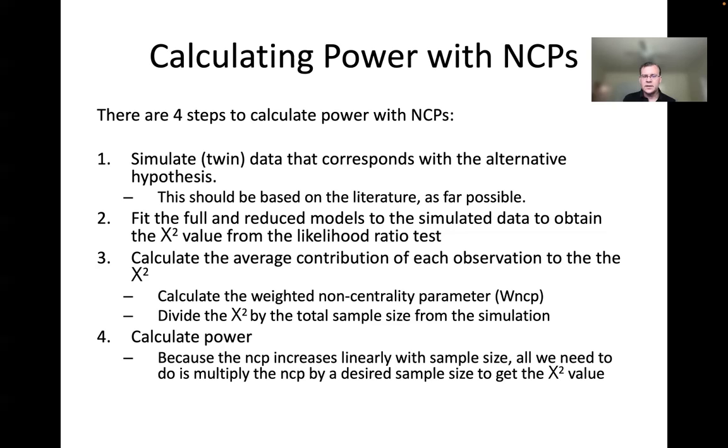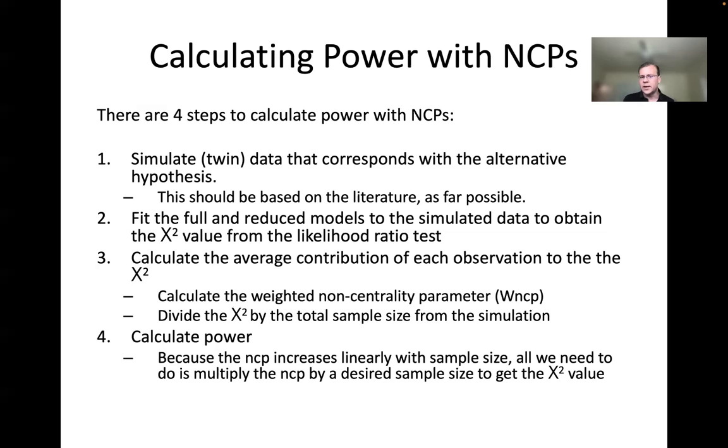Once we've got this chi-squared value from the likelihood ratio test for the full and the reduced models, we can calculate the average contribution of each observation to the chi-squared. In order to do that, we take the difference that we have observed from the likelihood ratio test and simply divide it by the total number of observations.